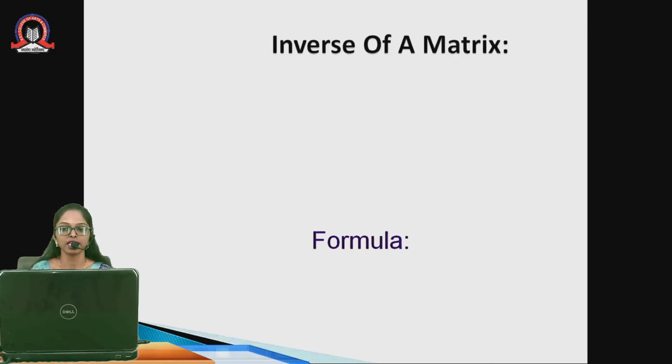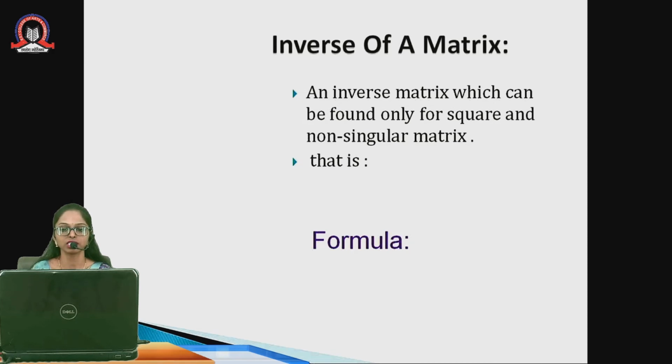Formula to find the inverse of a matrix, but first see what the inverse is, which can be found only for a square and non-singular matrix. Square means M is equal to N, the number of rows is equal to the number of columns, and the next condition is non-singular matrix. Non-singular matrix means determinant is not equal to 0. If these two conditions are satisfied, then we find the inverse of a matrix. If the matrix is singular, then we don't find the inverse of a matrix.